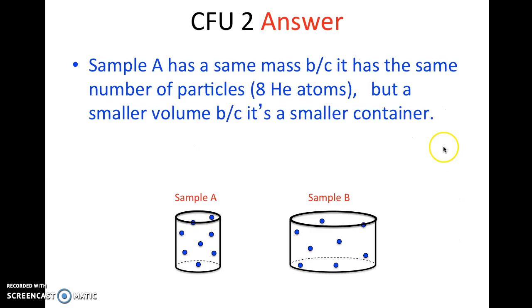Okay, here is the answer. The correct answer is sample A has the same mass. If you count the number of particles, you see in both cases they both have 8 particles. Since we're looking at helium atoms, they both have 8 helium atoms. But sample A has a smaller volume because it's a smaller container. So A is in a smaller container, and therefore the volume is smaller.